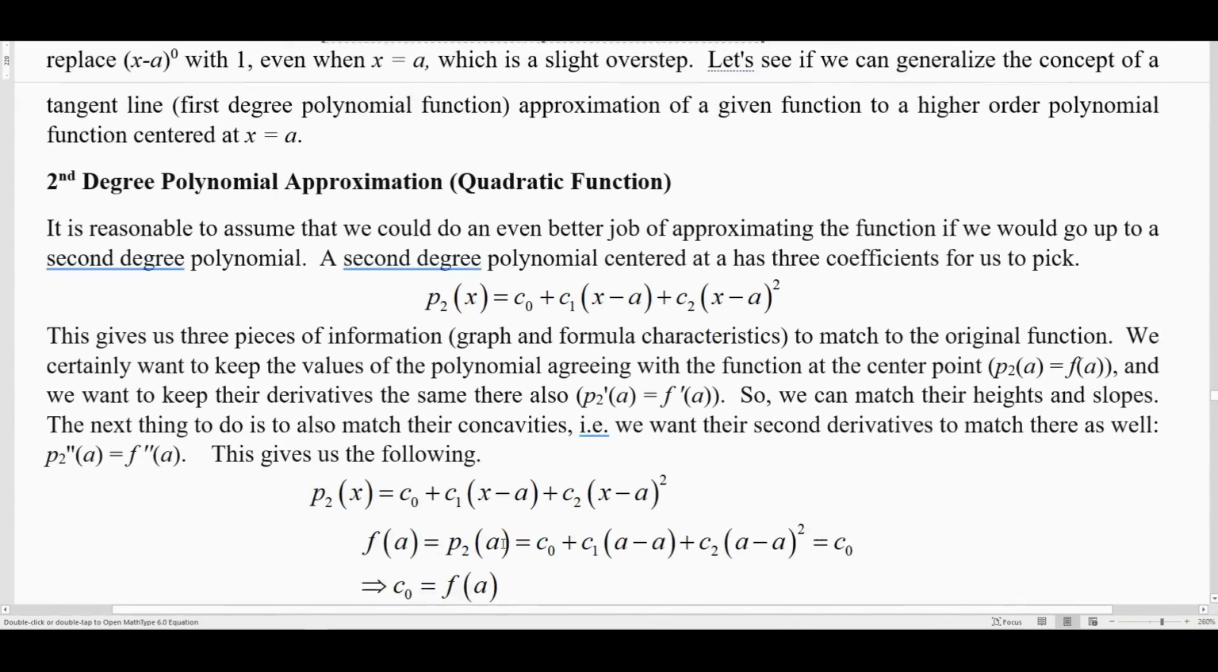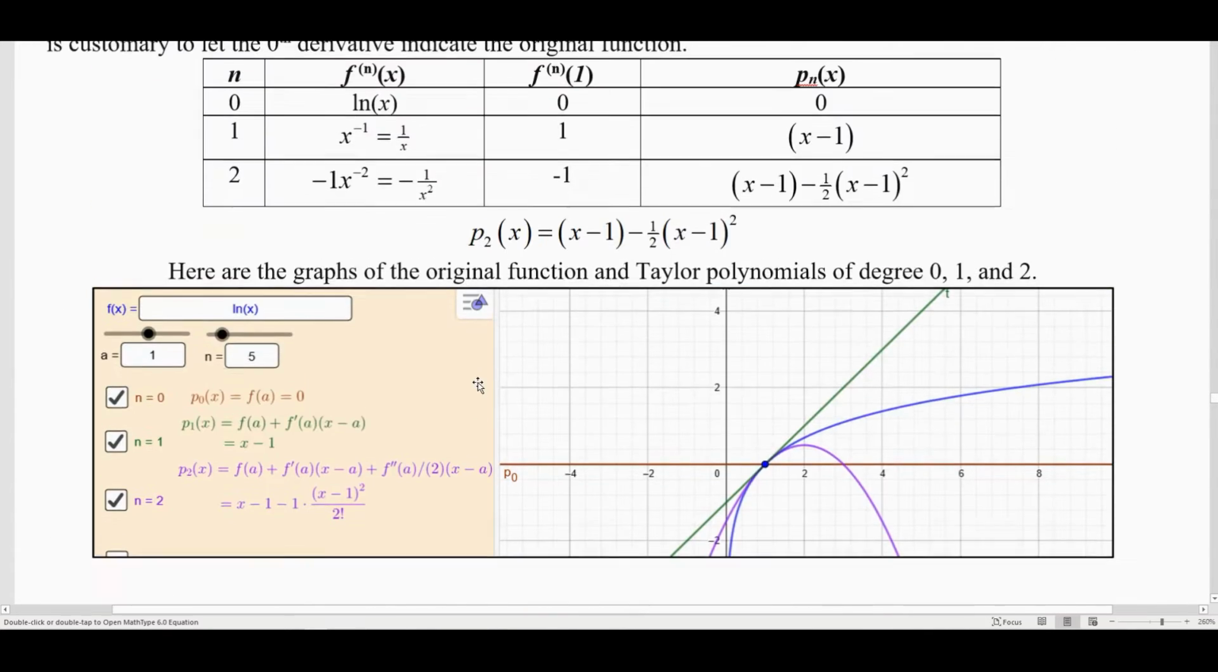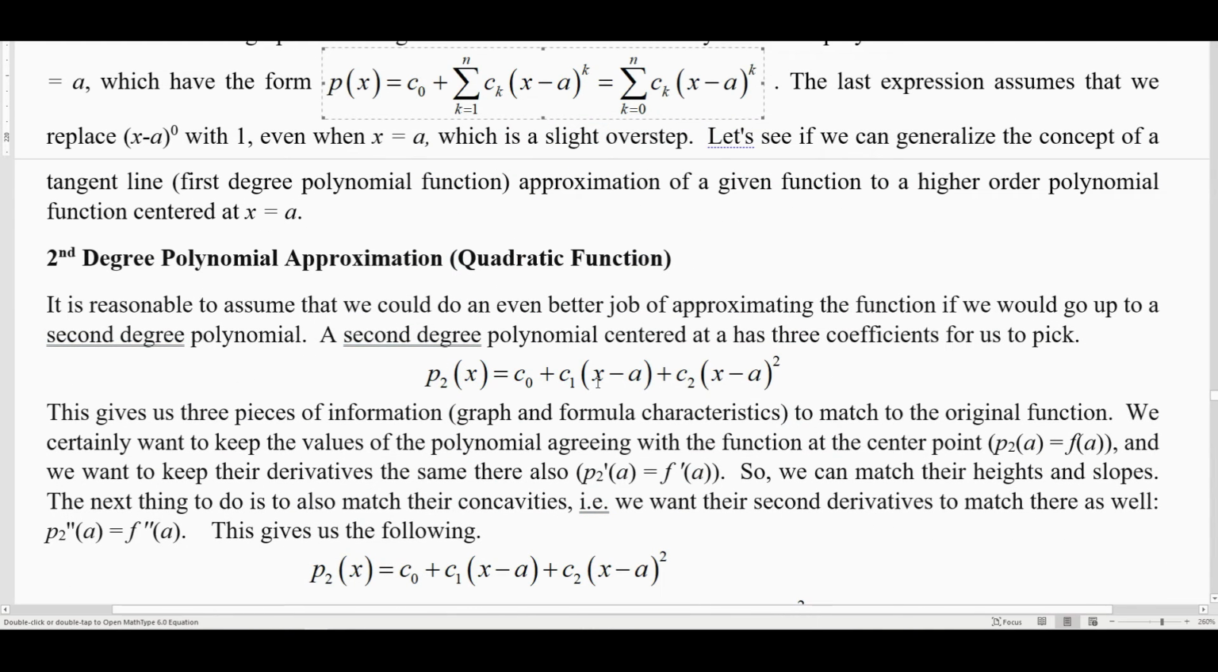All right, so now let's move on to a second degree polynomial. It's reasonable to assume that we could do an even better job of approximating the function if we could go up to a second degree polynomial. After all, a second degree polynomial has 3 coefficients for us to pick: c0 plus c1 times (x minus a) plus c2 times (x minus a) squared. a is fixed for us. In this case, it's 1. Okay, but what do we need to pick for these coefficients?